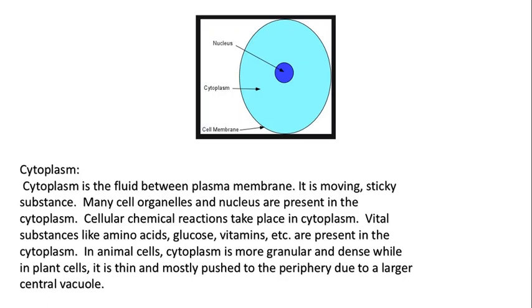Cytoplasm. Cytoplasm is a fluid between the plasma membrane and the nucleus. It is a moving, sticky substance. Many cell organelles and the nucleus are present in the cytoplasm. Cellular biochemical reactions take place in cytoplasm. Vital substances like amino acids, glucose, vitamins, etc. are present in the cytoplasm. In animal cells, cytoplasm is more granular and dense, while in plant cells it is thin and mostly pushed to the periphery due to a large central vacuole.